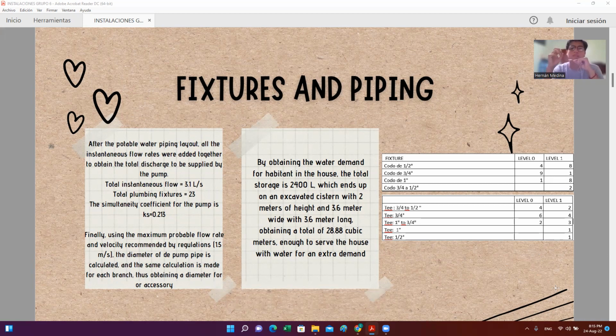We have a system with 2 meters of height, 3.6 meters wide, and 3.6 meters in length, obtaining a total of 28.88 cubic meters. And now, to service the house with water for an extra demand, in this project we use different fixtures, for example, elbows and tees.